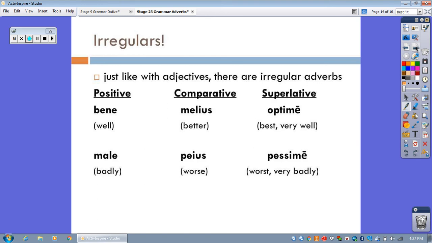And of course, there's always some irregulars. Bonus, the adjective that means good. Well, here are the strange forms of the adverb. Bene, meaning well. Melius, better. Optime, the best or very well. Malus is an adjective meaning bad. Then you've got male, badly. Peius, worse. Pessime, the worst or very badly. Of course, as you know from reading your stories, these words show up quite a bit.